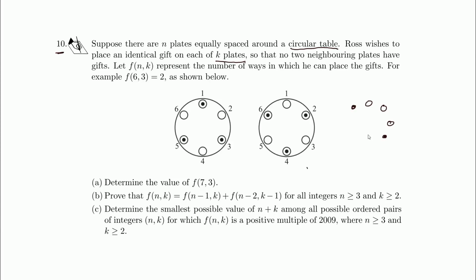For example, f(6,3) equals 2. So it looks like the plates have numbers here, because this second one over here is just a rotation of the first one. Just move everything one to the right, which means this isn't circular combinatorics or the necklace problem, but it looks similar. I wouldn't be surprised if there were binomial coefficients lurking around here, like a p choose q or something.